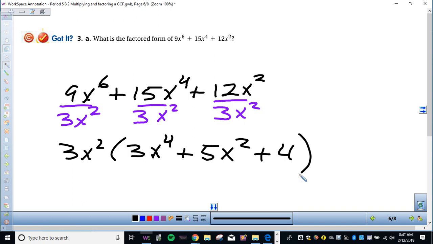And then plus 4. Perfect, good job. Okay? How many people got that right? Good. If you got it wrong, can you ask me a question, so I can help you out? Anybody? It's important if you do. All right, moving on.